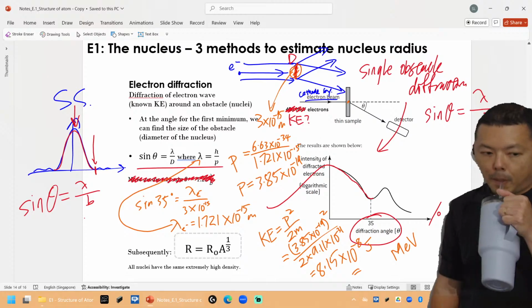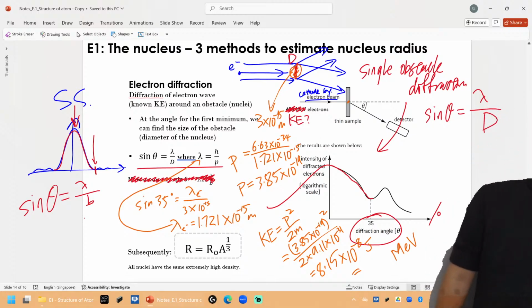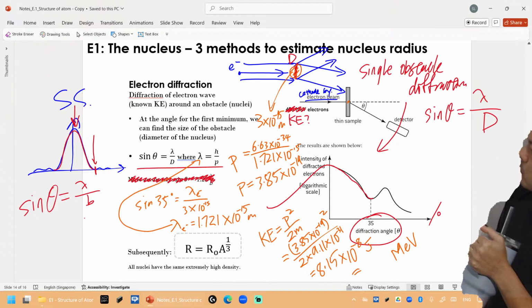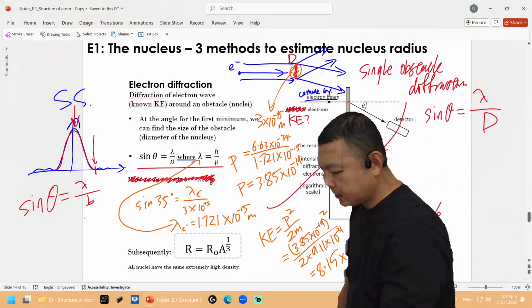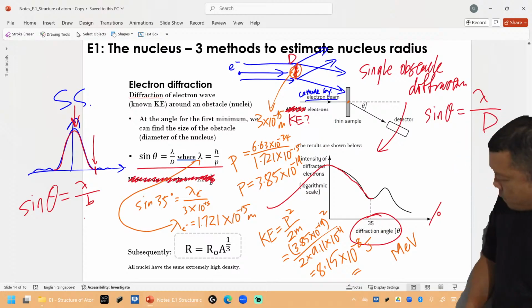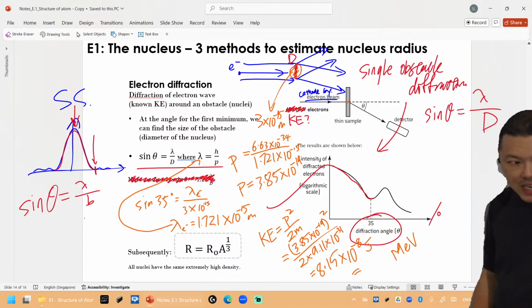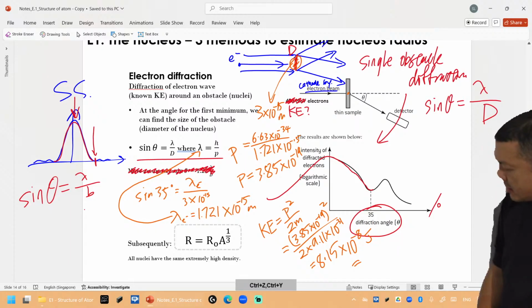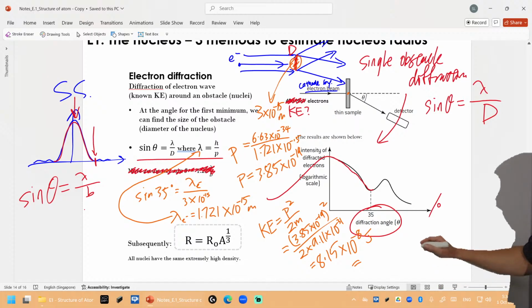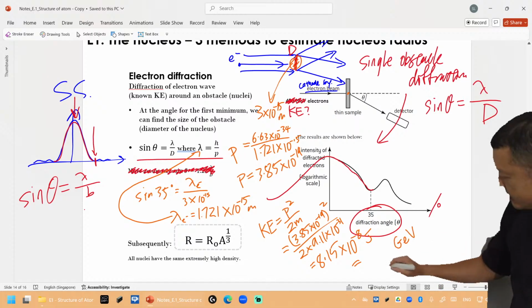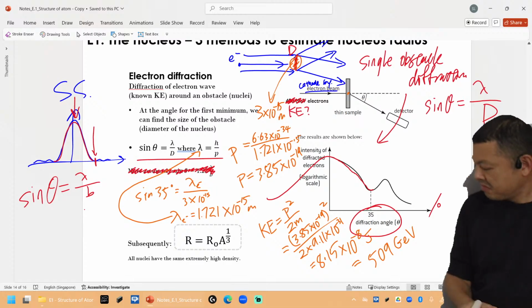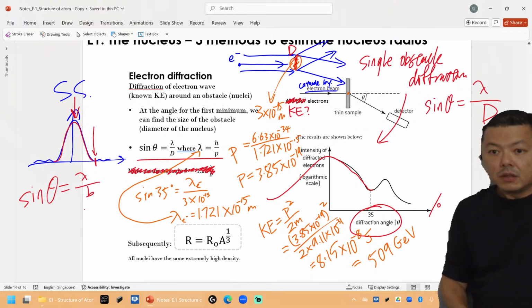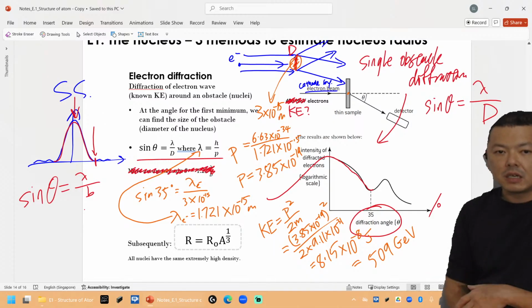That's a bit big. What went wrong? So it's in giga. That means it's in giga. So if I put giga electron volts, 509 giga electron volts.